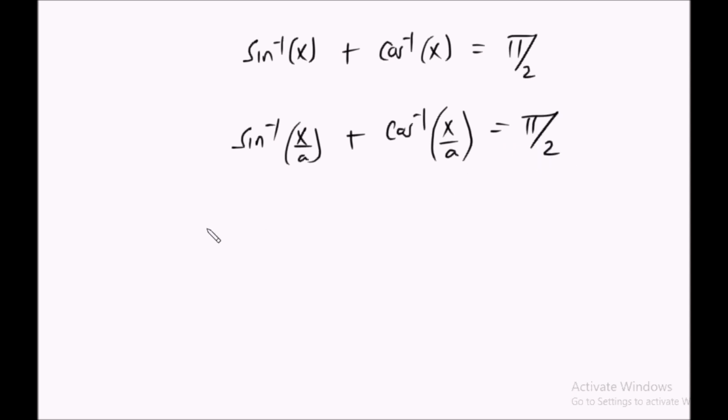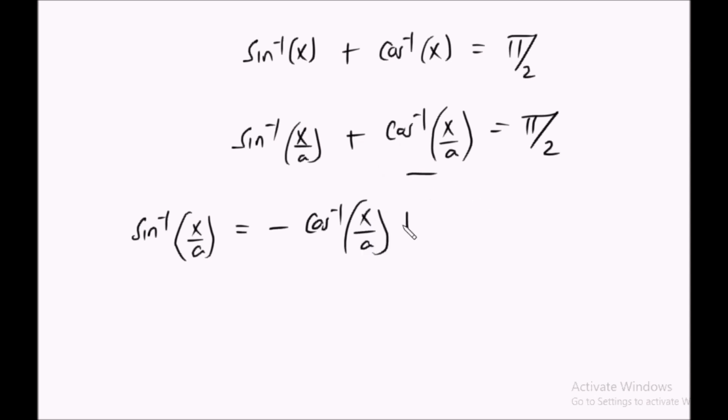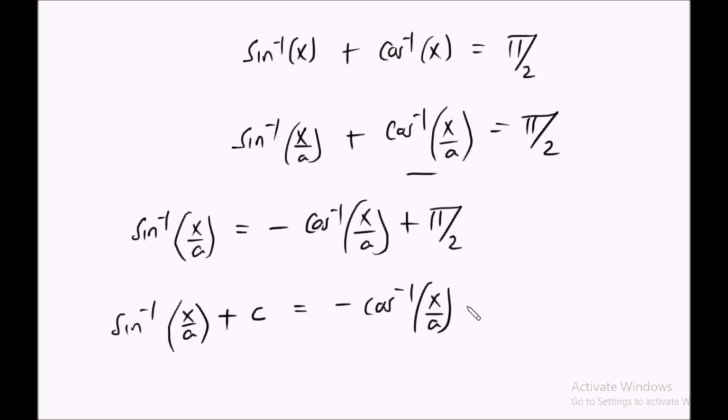Pi over 2. Kama ni hivyo basi sin of inverse of x over a itakuwa ni sawa tu na negative cos of inverse, hii cos maana nimeleta upande huu, plus nani? Plus pi over 2. So nikijumlisha huku sin of inverse of x over a plus c, okay, c is constant. Nikaja hii c maana itabidi nijumlishe both sides, itakuwa ni negative cos of inverse of x over a plus pi over 2 plus c. Sasa hii part, so hapa niseme c is nini? Where c is constant, okay?